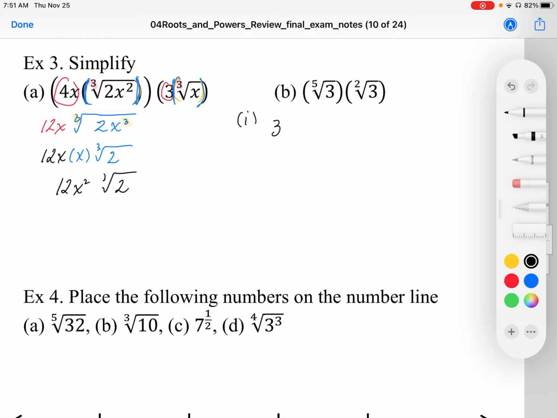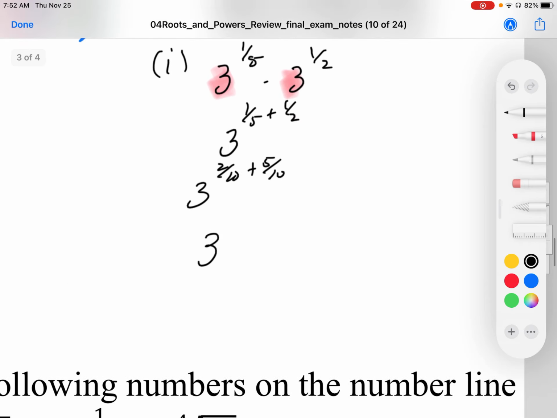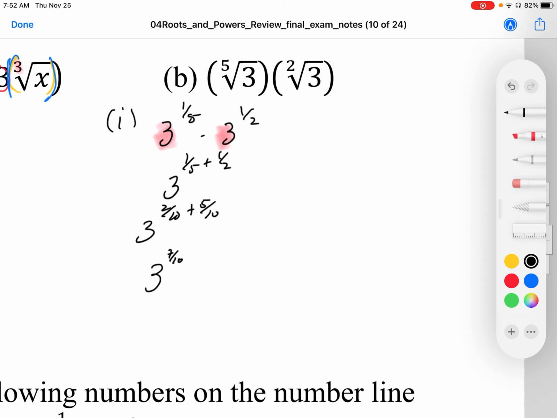I can just write this as an exponent, and this is exponent 1/5 times exponent 1/2. They share the same base. If they have the same base, we can apply exponent rules. So we end up with 3 to the power 1/5 plus 1/2. And we can add those fractions together. It becomes 2/10 plus 5/10. And this becomes 3 to the power of 7/10. And we can just leave our answer like that if we like. So that would be one way to apply this.